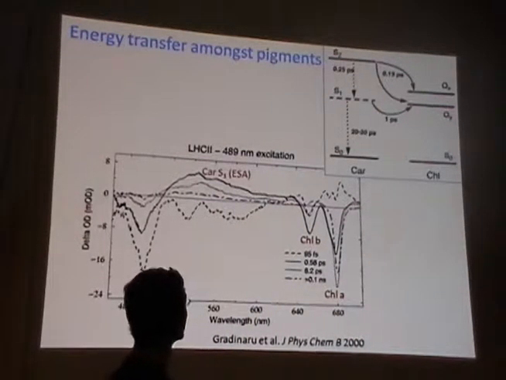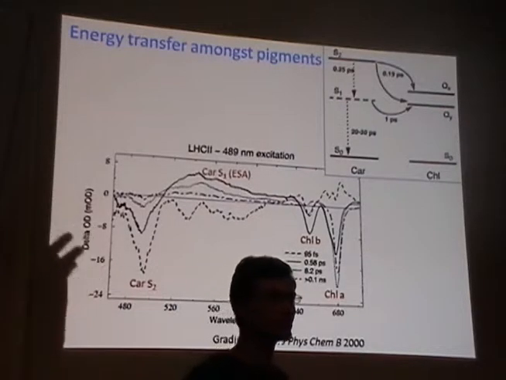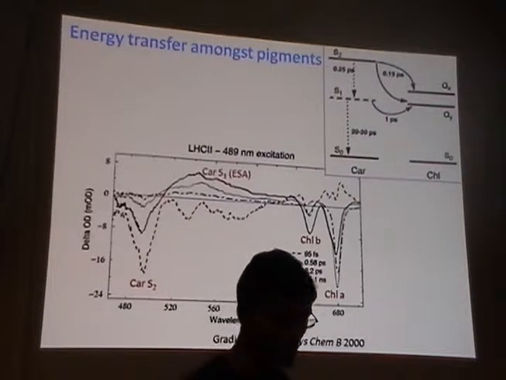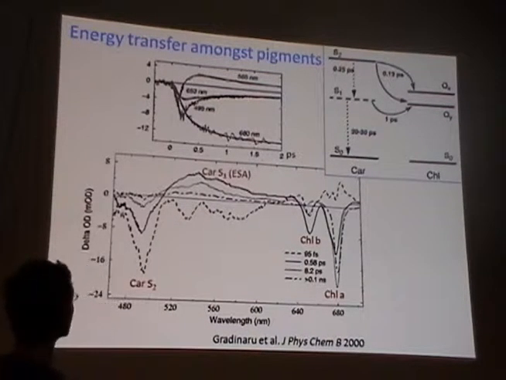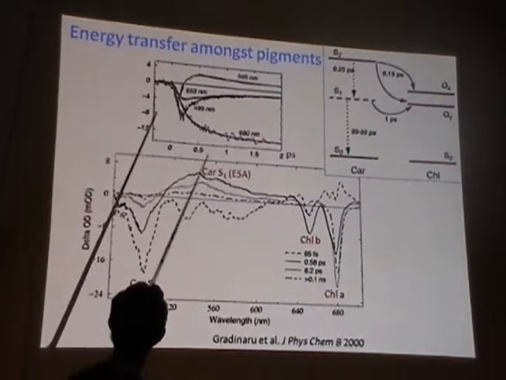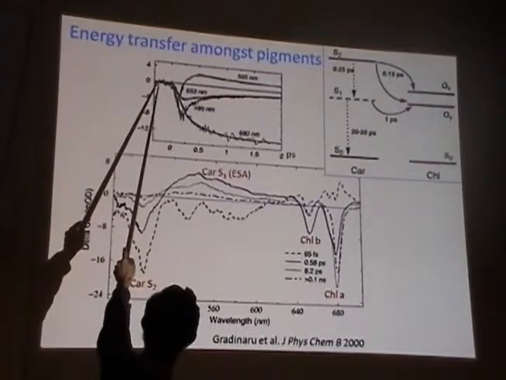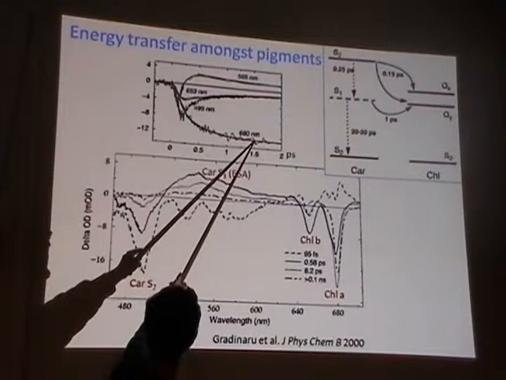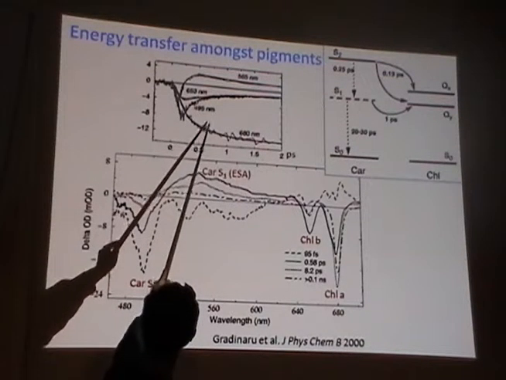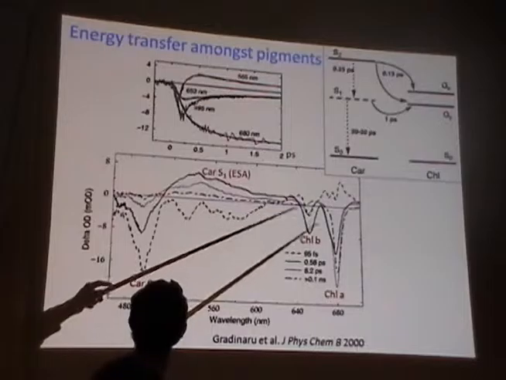Okay, then S1 can relax back to a ground state, and QX will also transfer to QY, and this will then eventually relax. So this is more or less how we can get information from these transient absorption spectra. And here are the so-called time traces of the pure species.